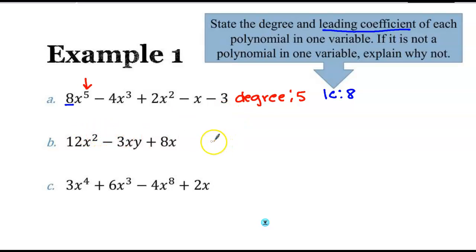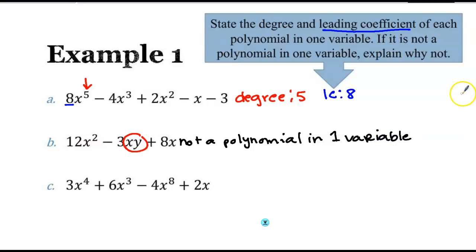For the second one, this is not a polynomial in one variable because if you notice, I have two variables right here being multiplied back to each other. So this one is not a polynomial in one variable.